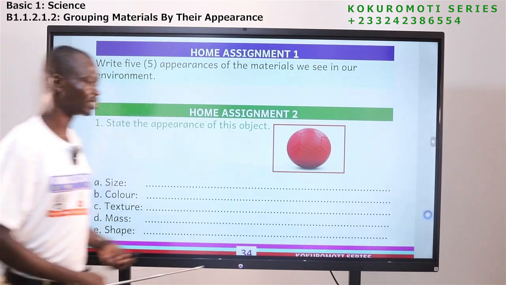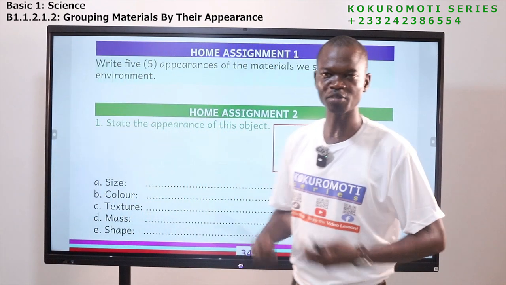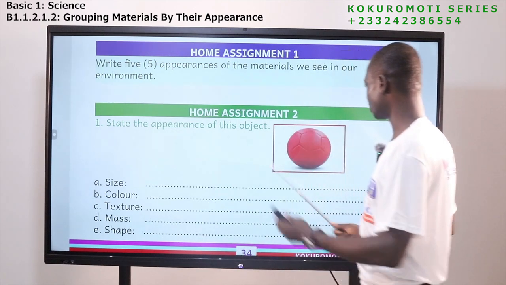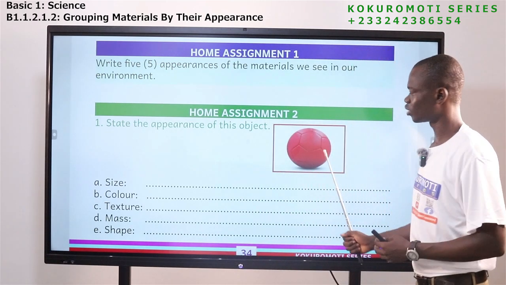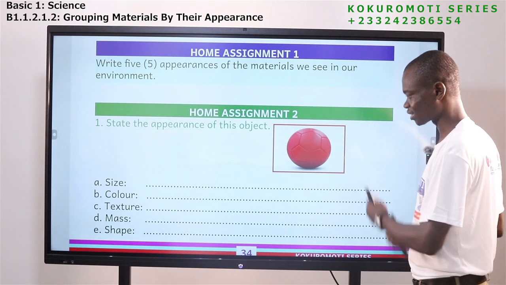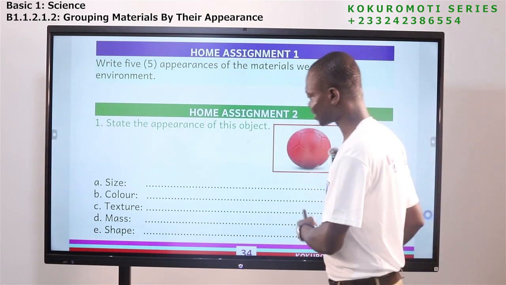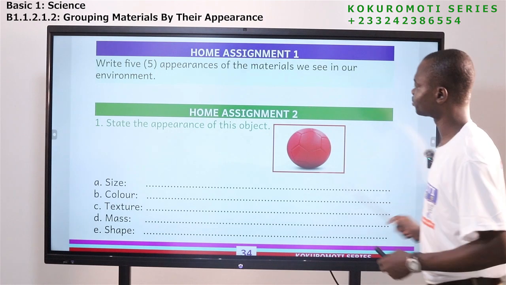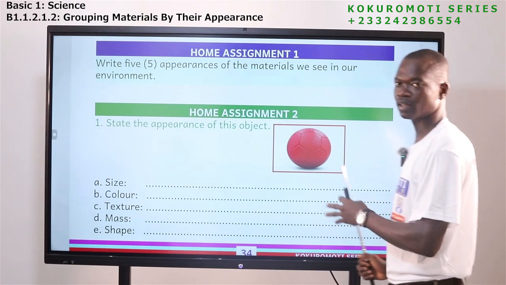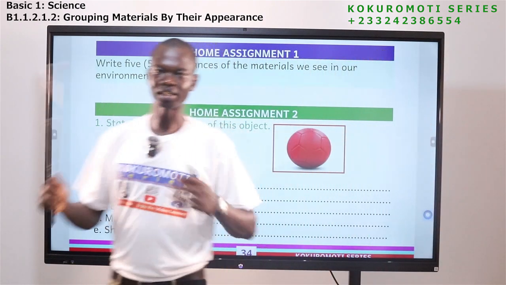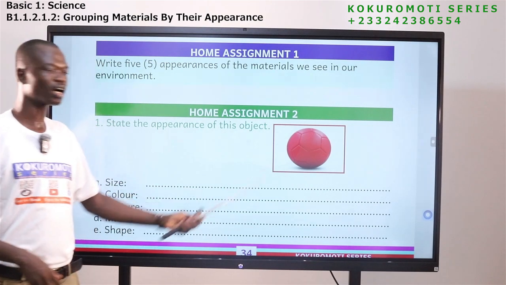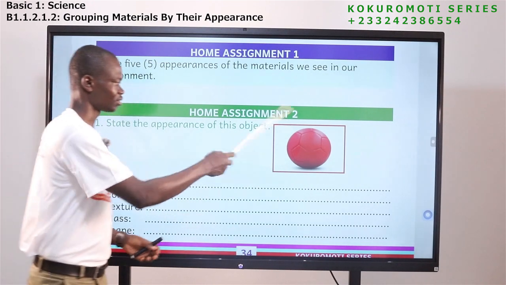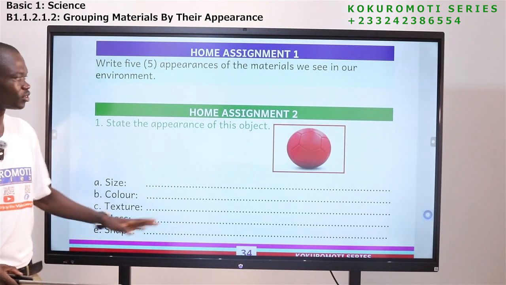The mass. Is it heavy or not heavy? The ball that we play with, is it heavy or not heavy? So it is not heavy. It is light in weight. Then the next one is shape. Look at the shape of it. Is it square? Is it rectangular? Is it oval or round? It is round. So that is what we have learned today.